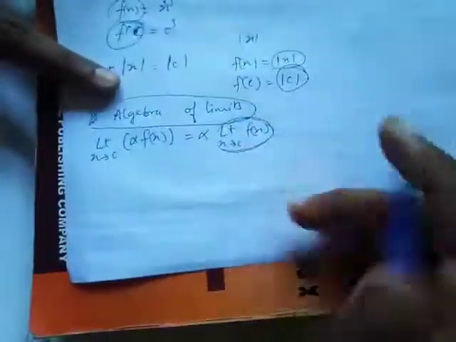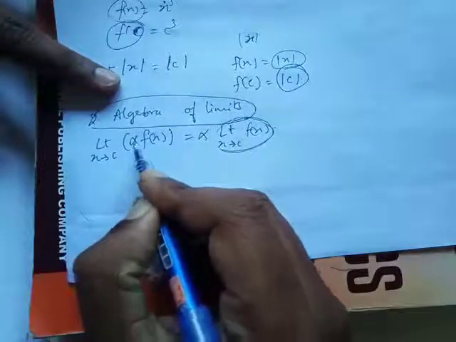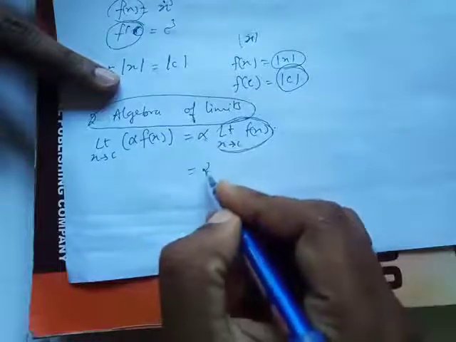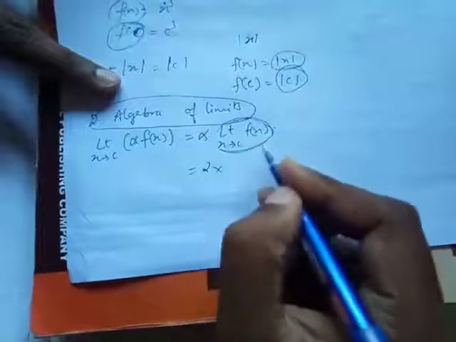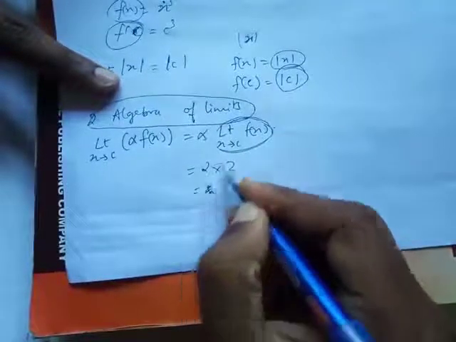So whenever there is a number coming before the function, we put it in front. For example, 2 is coming, and then whatever the limit of the function is, I found its limit and got 3. So what's my answer? My answer is 6.